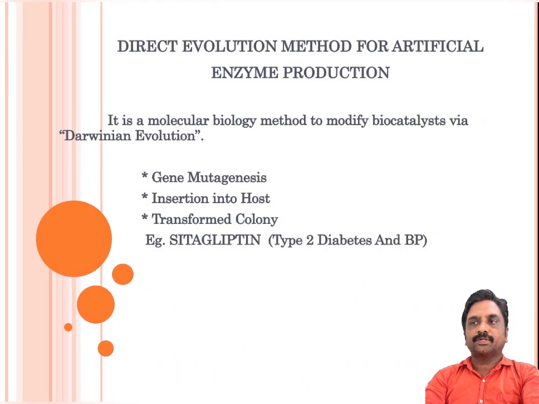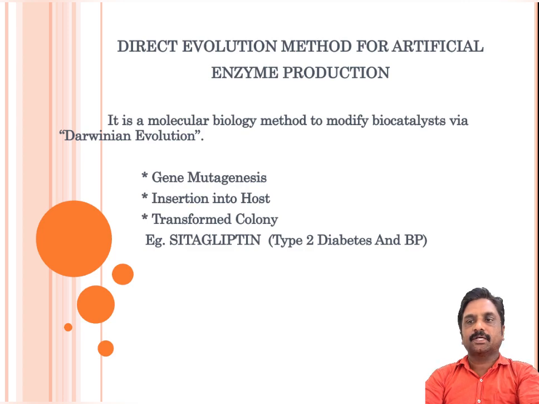So directed evolution method for artificial enzyme production, it is a molecular biology method to modify a biocatalyst via Darwinian evolution. It has following steps: gene mutagenesis, insertion into host, transformed colony. So an example of this directed evolution method for artificial enzyme production is sitagliptin. It's used for treatment of type 2 diabetes as well as blood pressure.